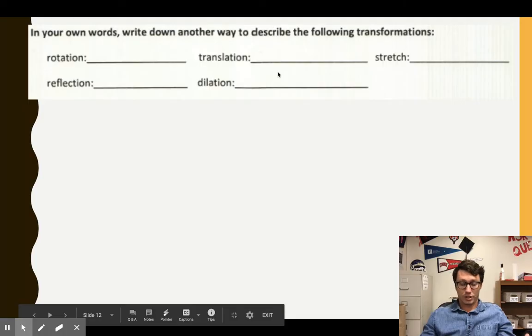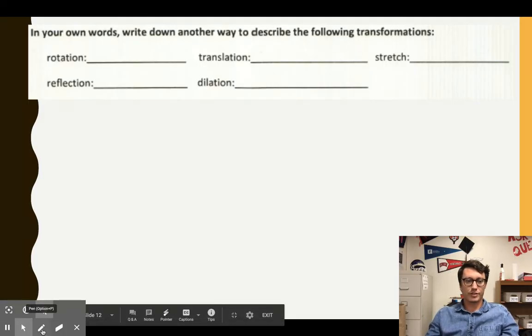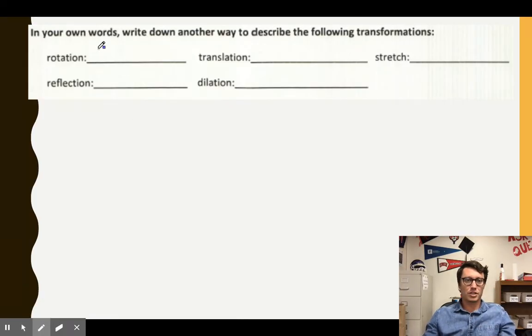Cool. So in your own words, this is on your notes. Write down a way to describe the following transformations. Pause, write them. Personally, I would say a rotation is like a spin. A translation, I would say like a slide. Also, another way I like to use translation: translation just simply changes location. Translation change location. It rhymes, so you know it's real. Stretch, I would say, changes size in one direction.